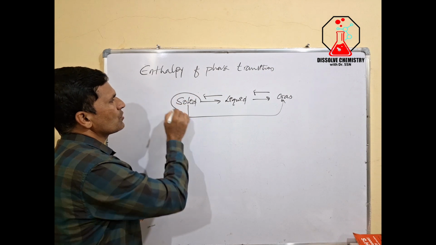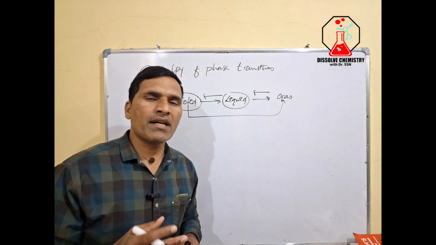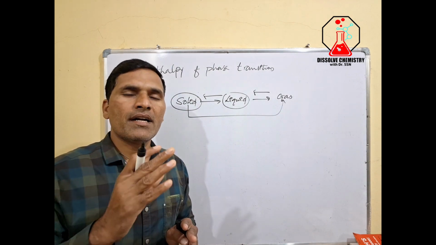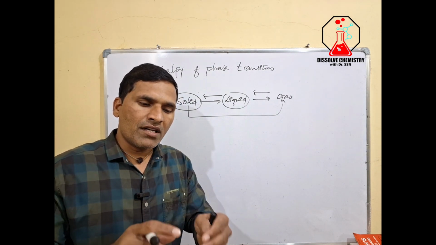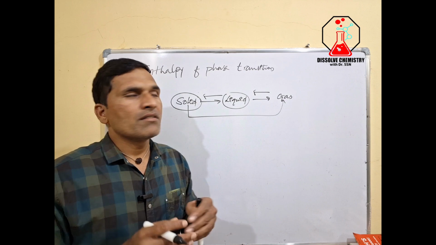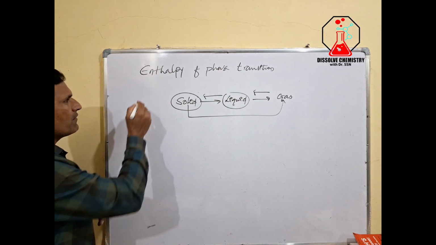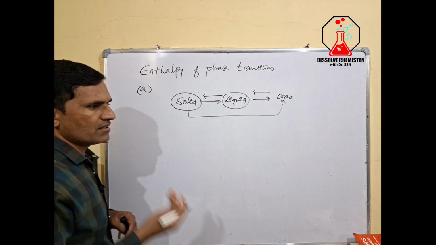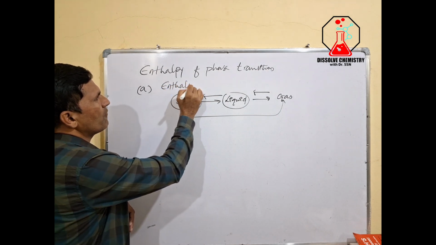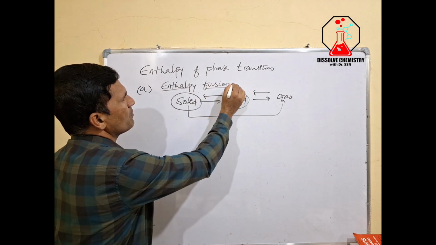Suppose we are converting from solid to liquid. This conversion of solid to liquid will happen at a particular temperature and at constant temperature and constant pressure. Whatever amount of heat is absorbed or evolved, that we call the enthalpy of a phase transition. So in that, we categorize them into different types of phase transition. That is enthalpy of fusion, we call.